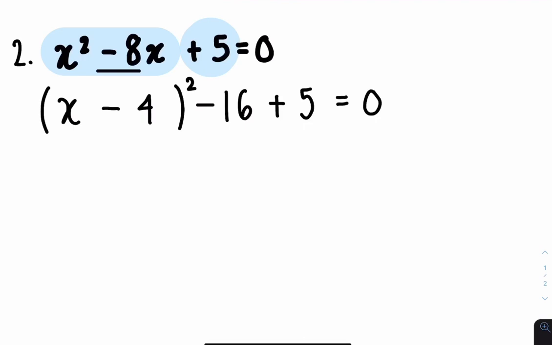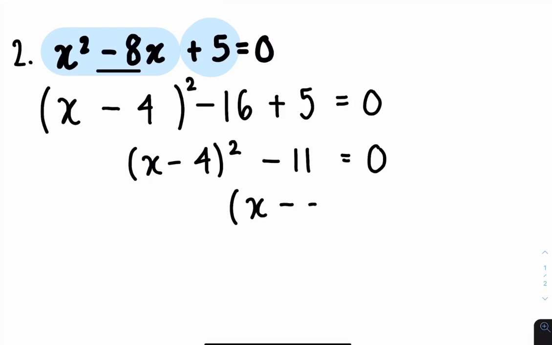Now let's simplify. So I'm going to have x minus 4 all squared, minus 16 plus 5 gives you minus 11, and that is equal to 0. Then because we want x on its own, the first step is to move this minus 11 to the other side. So it becomes a plus 11. So we have x minus 4 all squared equals 11.